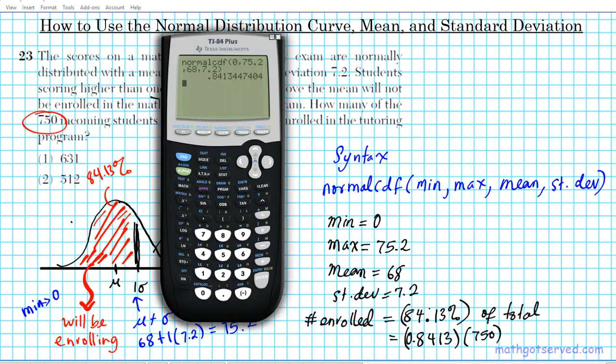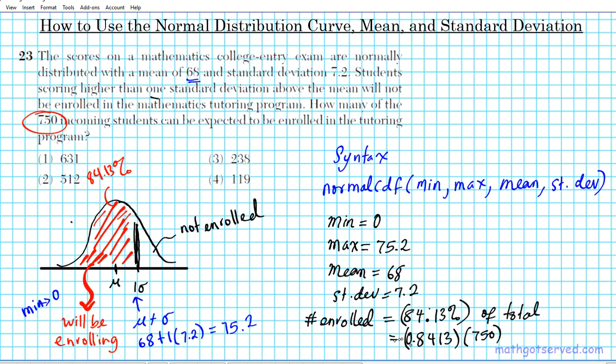Okay, so since I already have the percentage value here, all I'm going to do is hit the times button. And you see this answer, it automatically inserts the previous answer as the first argument in our product. And then we're going to multiply that by 750. So 84.13% of 750 is 631. So we cannot have fractional students, so we're just going to round down. So it's going to be approximately 631. So the answer to question number 23 is option number 1.